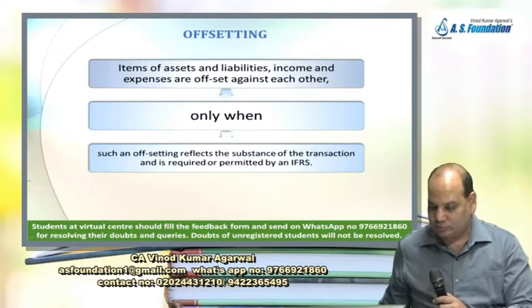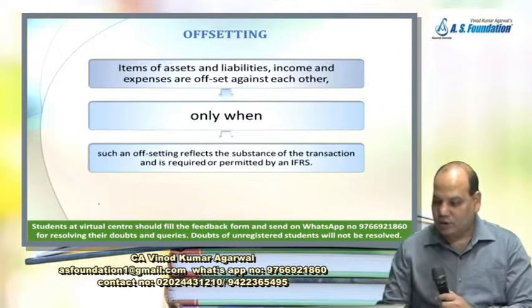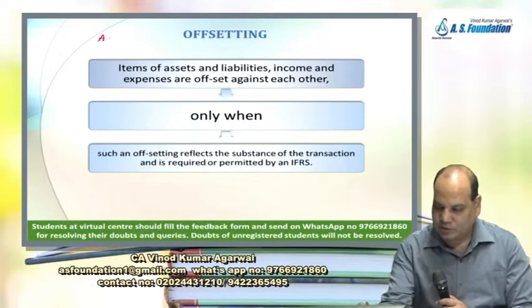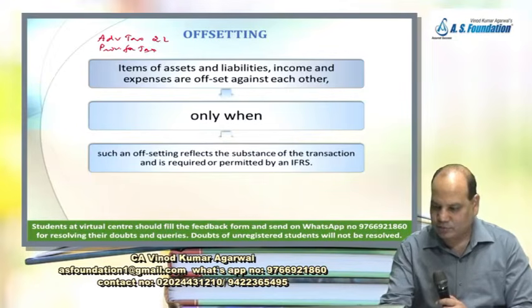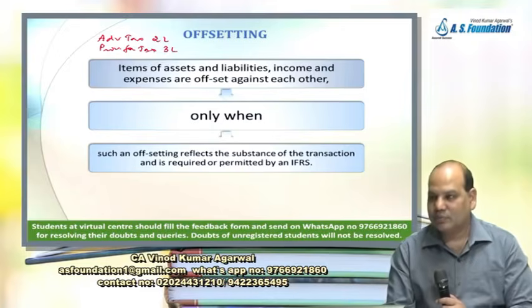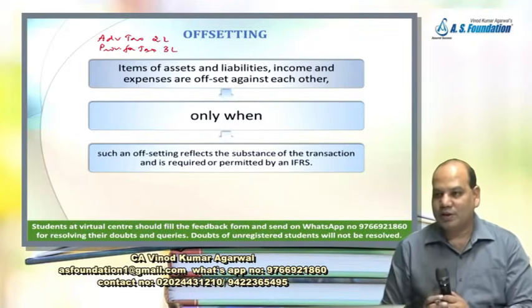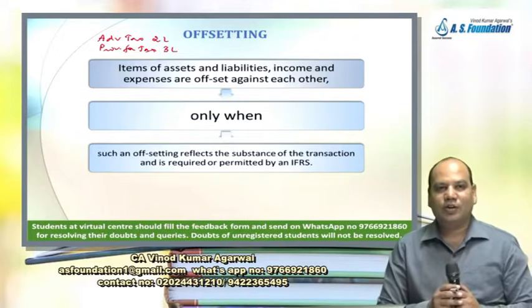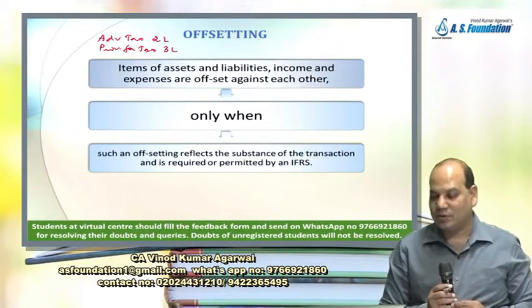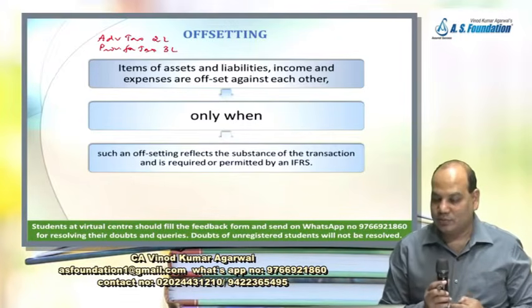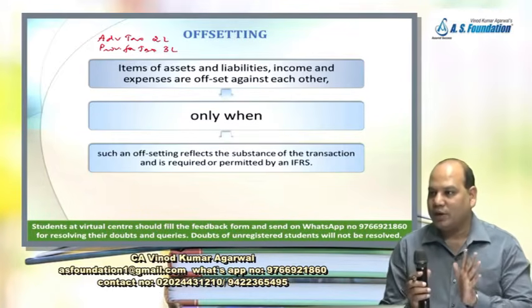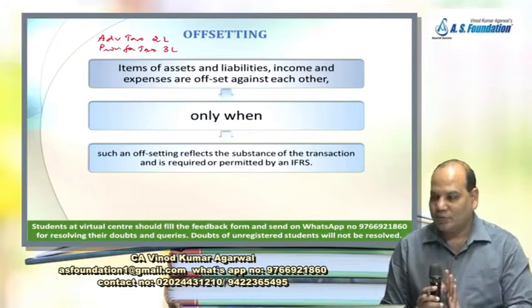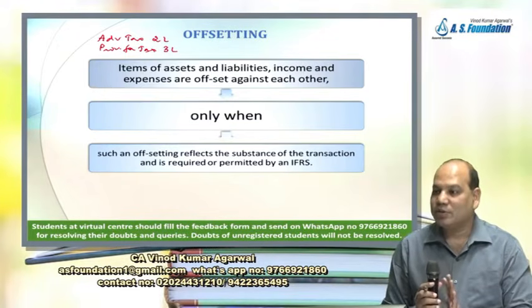Like for example, let us say in the balance sheet we have paid advance tax 2 lakh and we have a provision for tax 3 lakh. So there are two ways you can present in the financial statement. One is on the asset side you can write advance tax, on the liability side you can write provision for tax. The other way is you can write provision for tax net of advance tax, 1 lakh. So can we do the netting off in the financial statement?